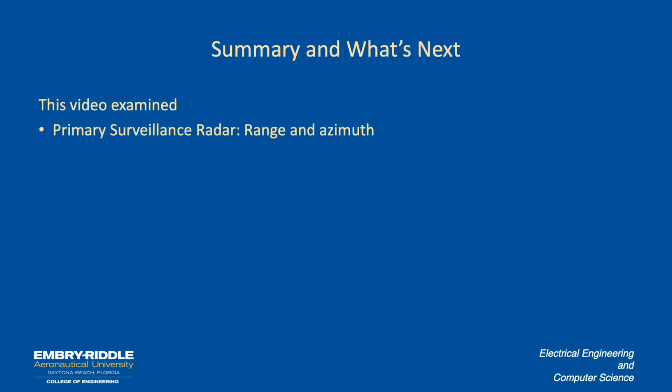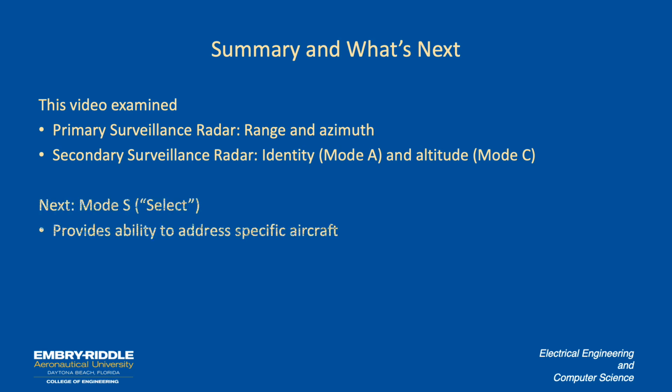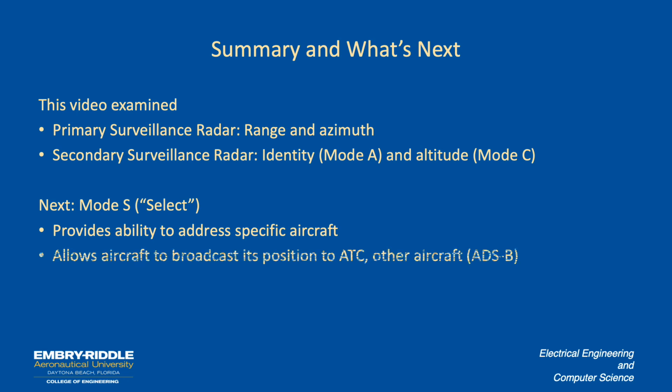So in this video, we've looked at primary surveillance radar, which lets us find out the range and azimuth of a target, and secondary surveillance radar, which lets the target send back its identity in mode A and its altitude in mode C. Next time, we'll talk about mode S, or select mode, which gives air traffic control the ability to address specific aircraft, and it also allows aircraft to broadcast their own position, both to air traffic control and to other aircraft. And that's what's called ADS-B, Automatic Dependent Surveillance Broadcast.